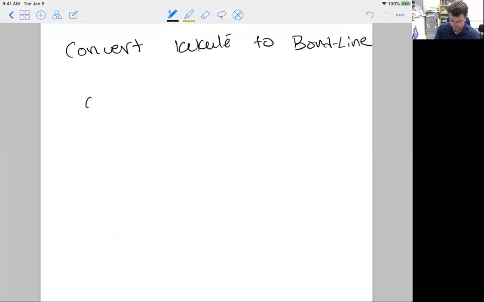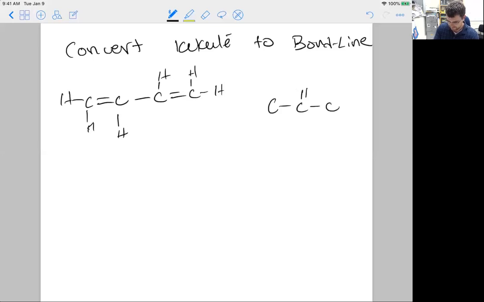What I'm going to do is convert Kekulé to bond line. This is really good practice. I'm going to do 2 examples before we break for this lecture. Okay, so got a couple of examples here. What we want to do is convert these to bond line structures. These are both Kekulé structures as they have been drawn.